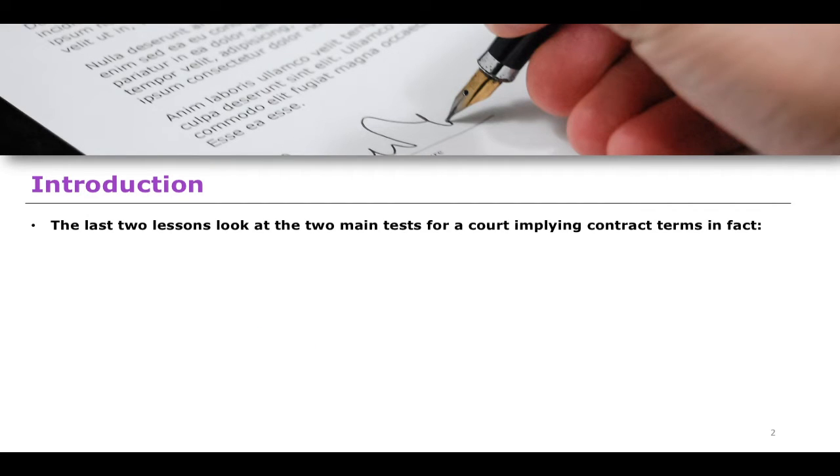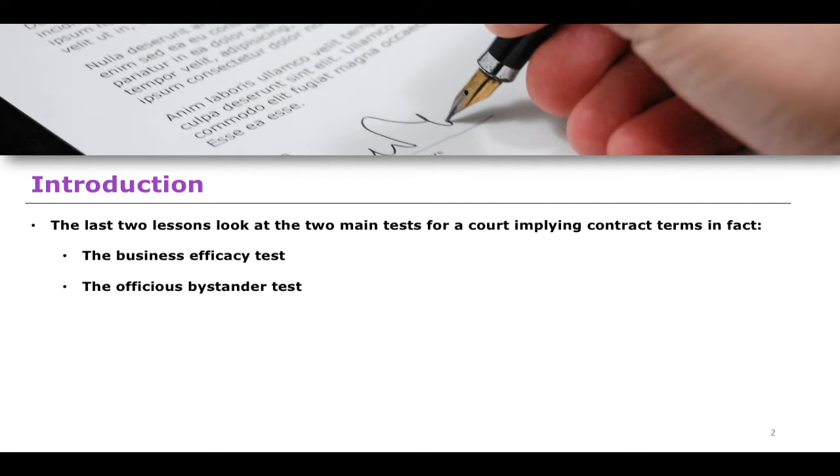The last two lessons looked at the two main tests for determining whether or not a contractual term may be implied in fact. We noted that these are the business efficacy test versus the officious bystander test. The business efficacy test refers to this idea of a term being efficacious for the business practice, such that it is almost necessary for that term to exist in that contract. If that is the case, whereas it is not actually expressly stated in the contract, it will be implied into the contract.